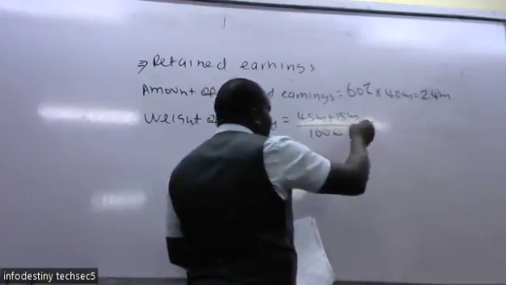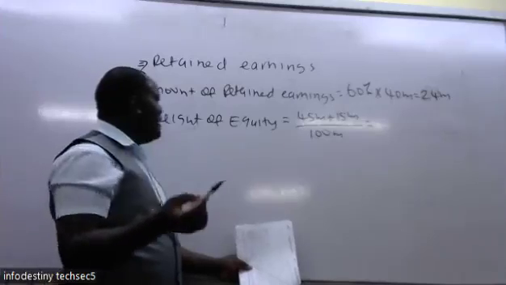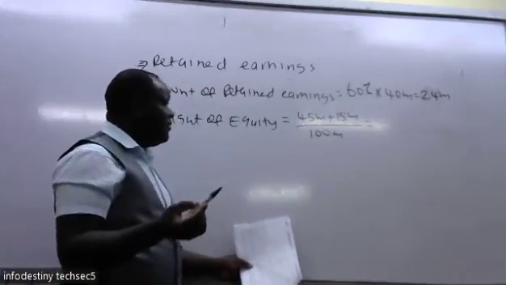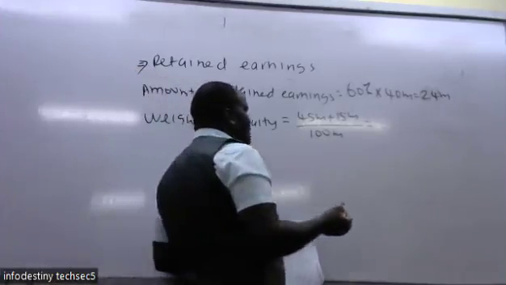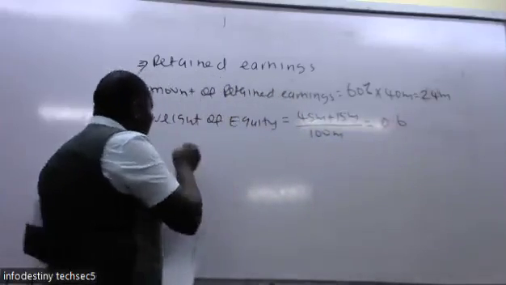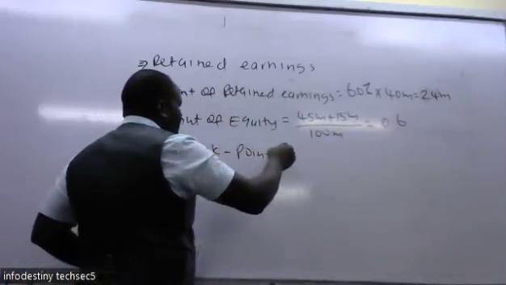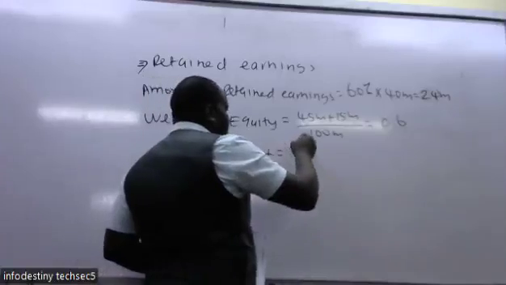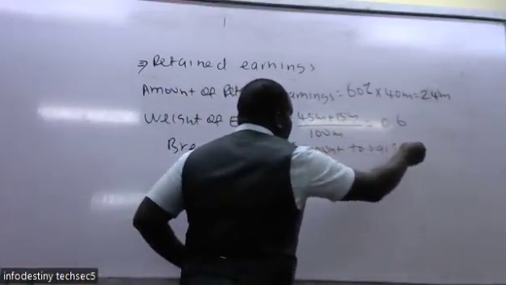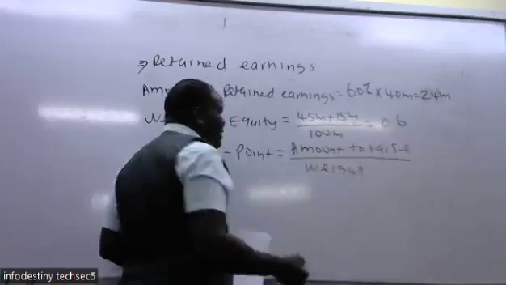So what proportion is that? What proportion is there for equity in relation to the capital structure? When you do that, it will be the same as 0.6. So the breakpoint will be given by the amount to raise, divided by the weight in that manner.